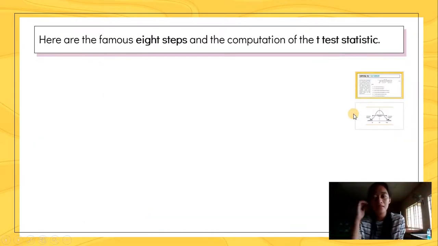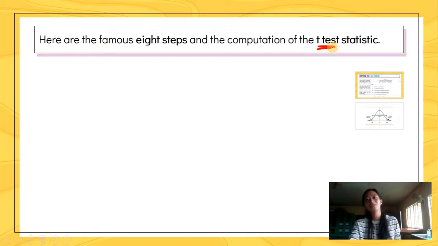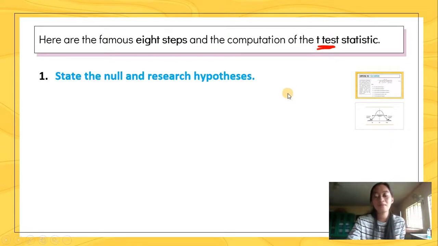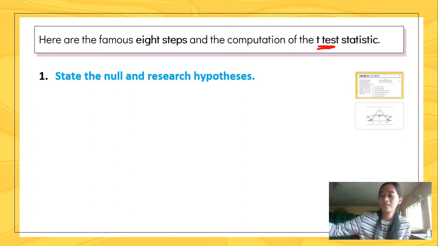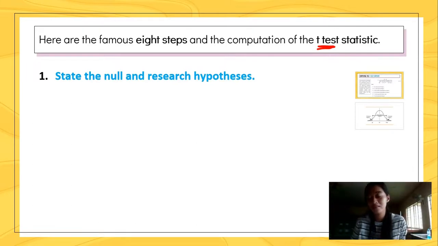Sige, let's go. So here are the famous 8 steps in computing the t-statistic. The t-statistic is the number that we are going to find for the independent t-test. Number 1, we have to state the null and research hypothesis. Unsa may atong goal, diri pod makita kung unsa nga type of test atong i-goal, kung two-tailed, one-tailed, and so on.